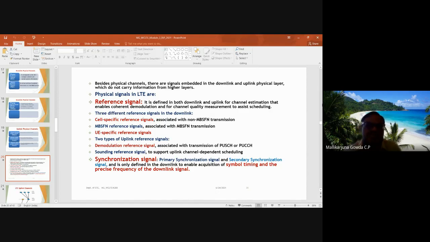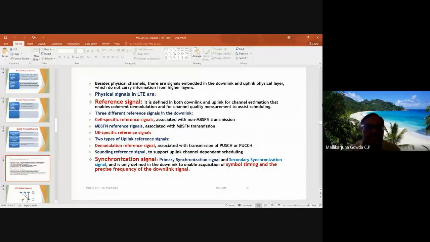So what are these three different reference signals in the downlink? The first one is cell specific reference signals. These cell specific reference signals are associated with non-MBSFN transmission. I hope you know what SFN is, single frequency network. MB stands for multimedia broadcast single frequency network.